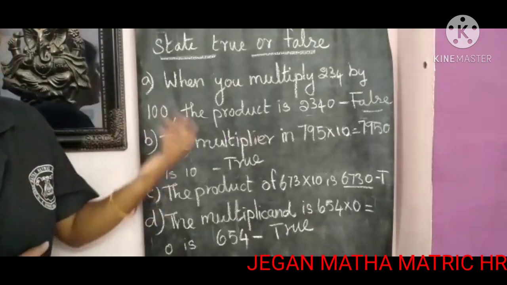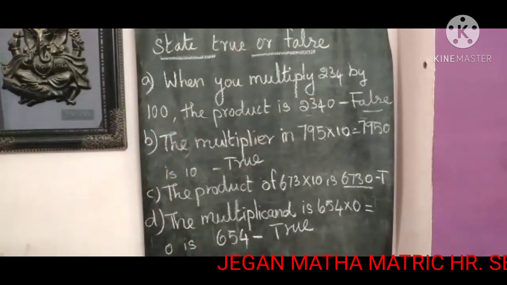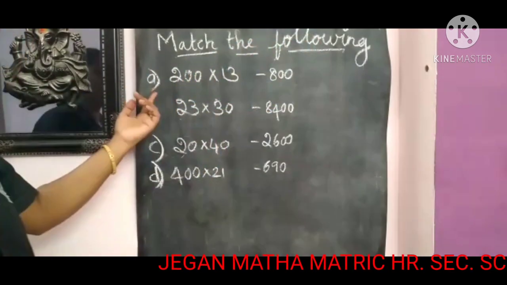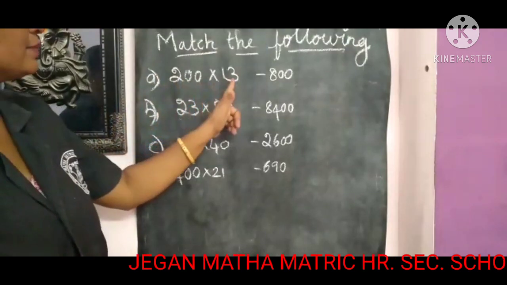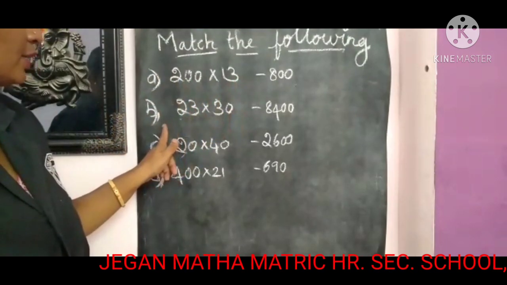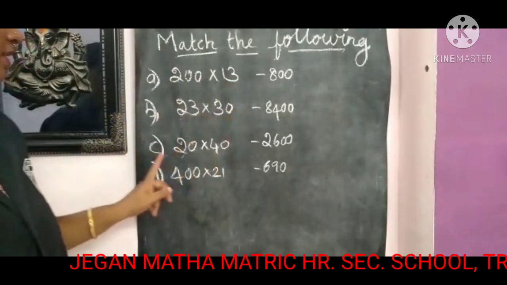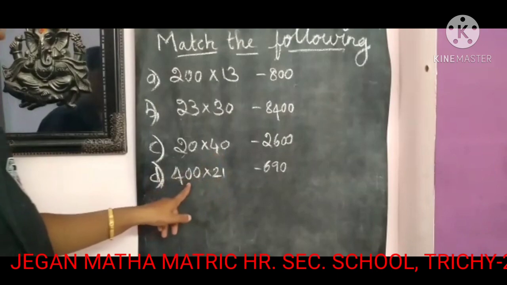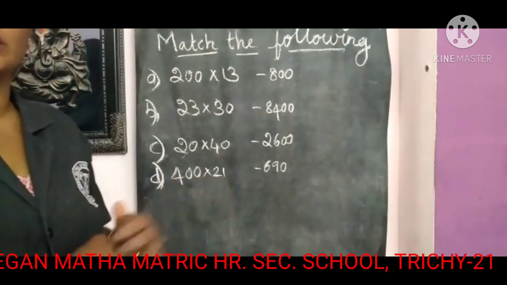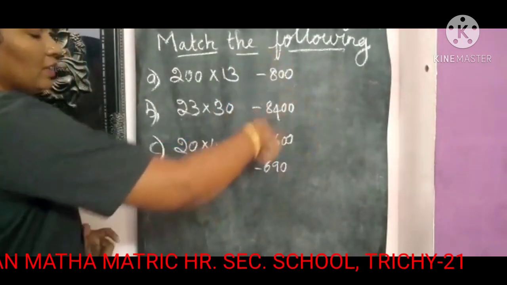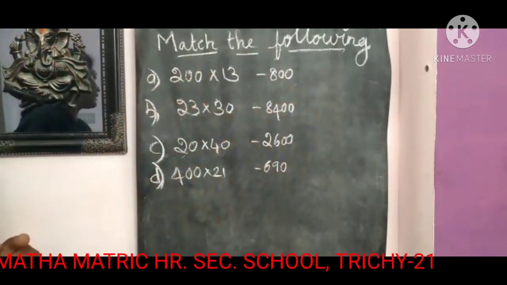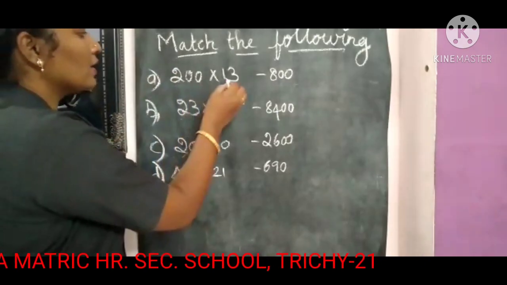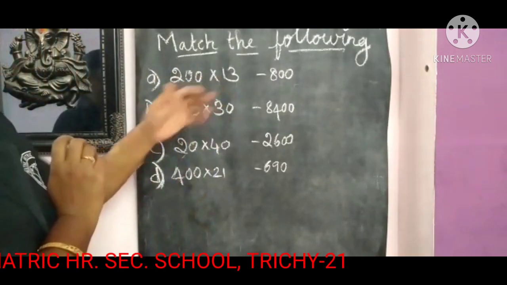Okay, now let's see the next sum. Match the following. First question, 200 multiplied by 30. Second question, 23 multiplied with 30. Third one, 20 multiplied by 40. And fourth one, 400 multiplied by 21. The answers are given and you want to match the correct answer. So let's see the first question.